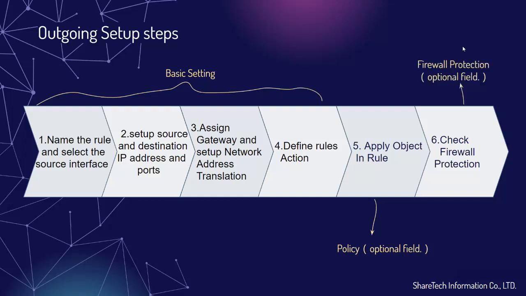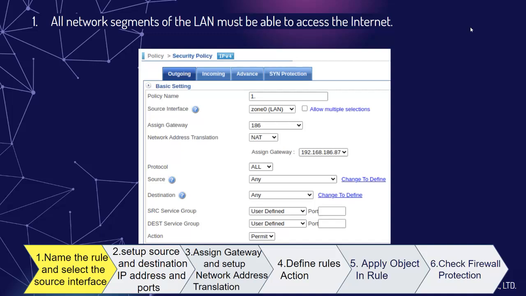Step 6 is the firewall protection settings. This is where you check whether to enable the firewall protections feature. It is optional, and the rule will still be effective even if the protection feature is not enabled. Next, we will proceed with the configure demonstration.